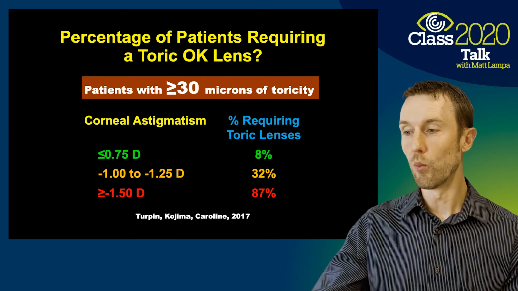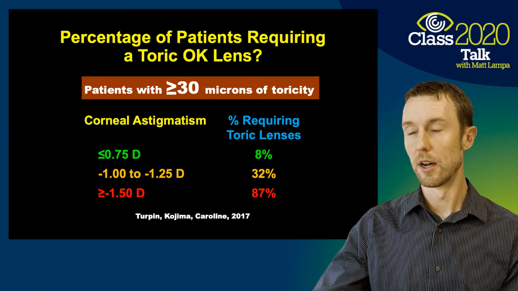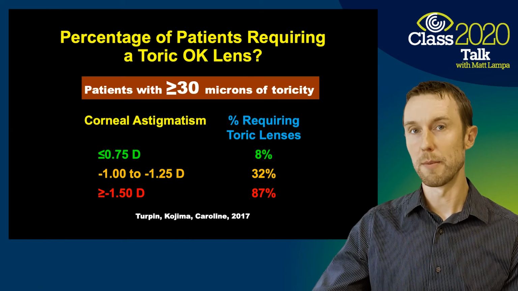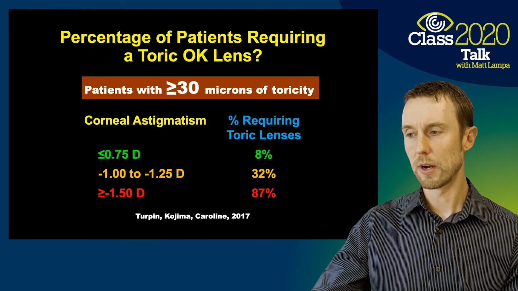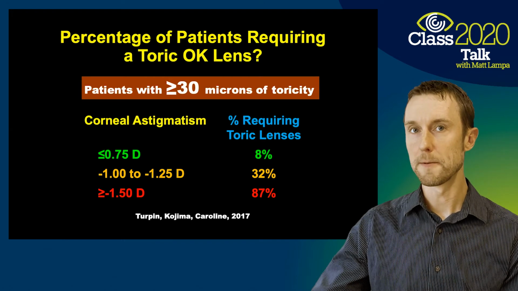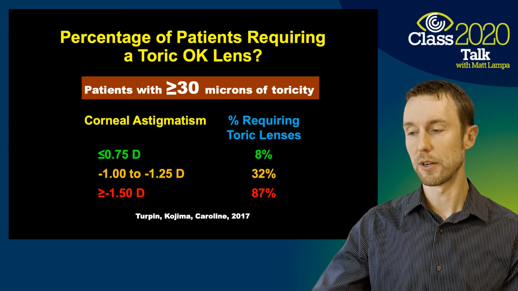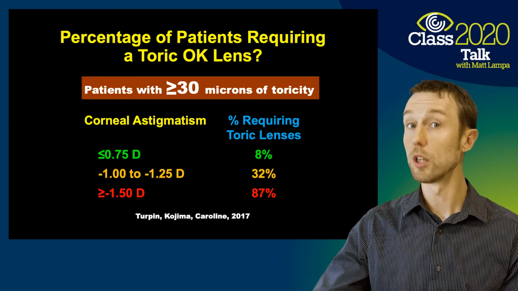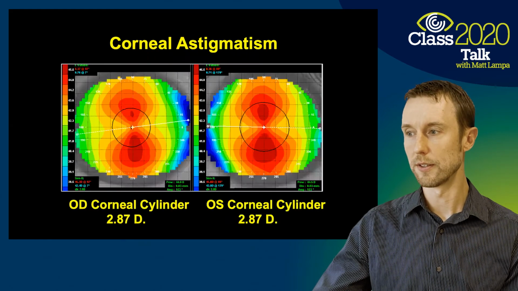But even in the 1 diopter to 1 1/4 diopters of corneal astigmatism, there's a third of those patients requiring a toric lens, and then the number really jumps up as soon as you get 1.5 diopters and above. So I think a great clinical tool here, just a quick check to see, does my patient need a toric orthokeratology lens? I think it's pretty safe to say if we have a diopter and a half or more, the likelihood is almost all of those patients probably should be placed in a toric orthokeratology lens design.